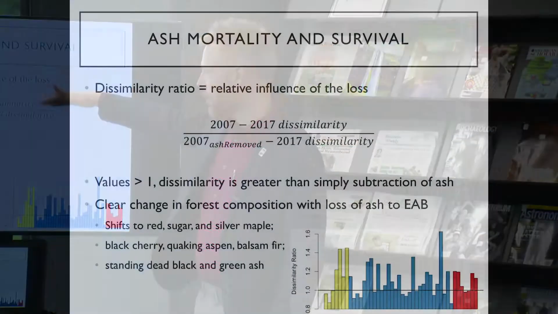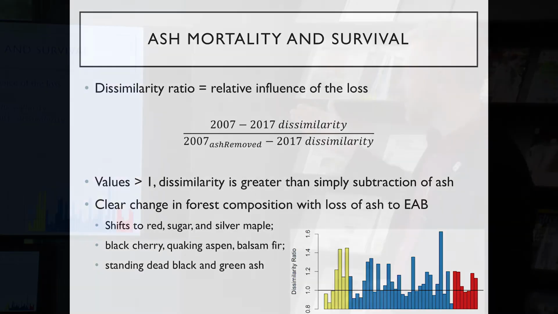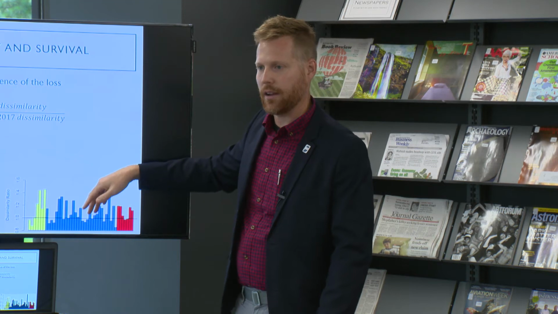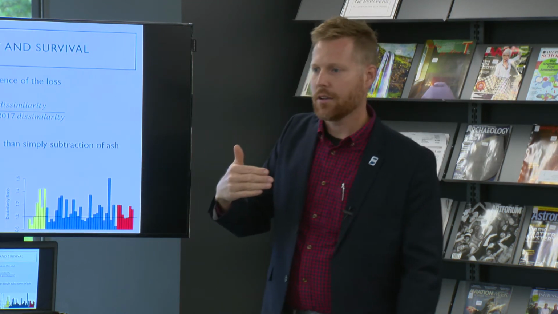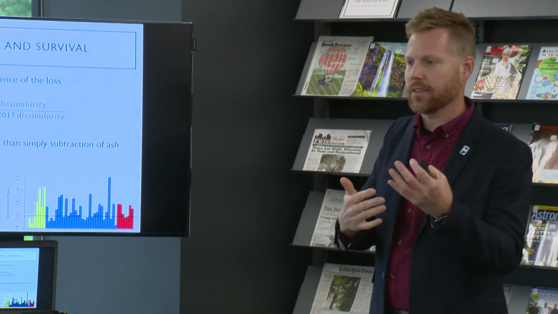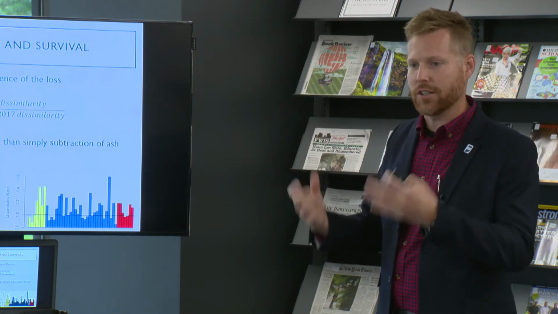So in our ratio here, at the top we have our dissimilarity between 2007 and 2017 at each site. And we're dividing that by, if we take the 2007 data and just delete ash from the data and then calculate dissimilarity, what's going on there? And so a value of 1 would mean that just simply deleting ash was what changed and caused the dissimilarity. Anything greater than 1 could be an indication that it's actually a bigger influence than just being deleted. It's not just being lost that's causing the change. It's something else functionally that's being lost.